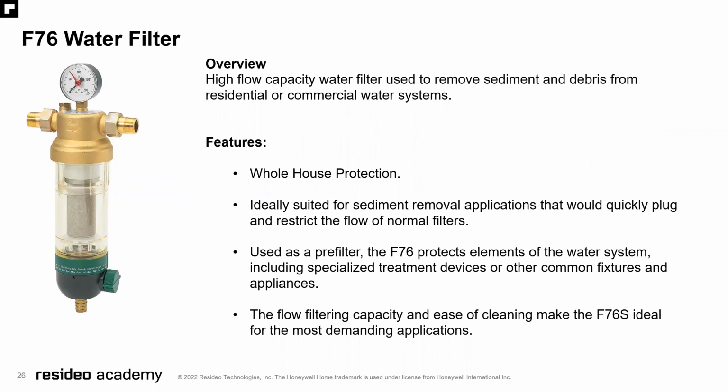The F76 Water Filter. High flow capacity water filter used to remove sediment and debris from residential or commercial water systems. Gives whole house protection, ideally suited for sediment removal applications that would quickly plug and restrict the flow of normal filters. Used as a pre-filter, the F76 protects elements of the water system, including specialized treatment devices or common fixtures and appliances. The flow filtering capacity and ease of cleaning make the F76S ideal for most demanding applications.